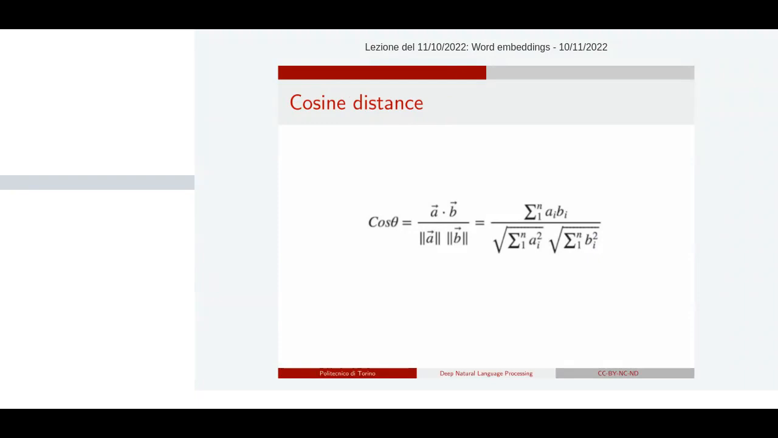One of the most popular ways to compute the similarity is to use cosine similarity. It's not mandatory, but it's common. It's very, very common. Cosine similarity is basically an estimate of the angle between the two vectors.